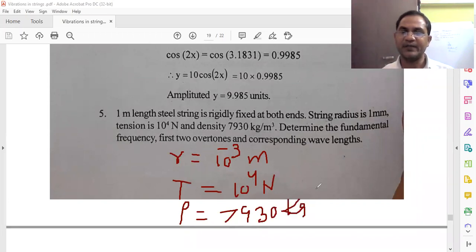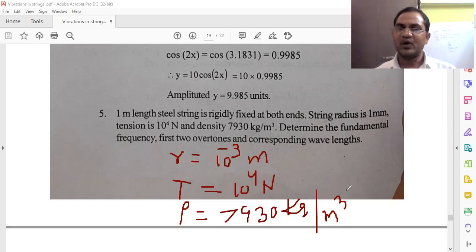7930 kg per meter cube. Density is different from linear density. Density is defined as mass by volume, mass per unit volume. Linear density is nothing but mass per unit length, the mass of one meter length of wire.